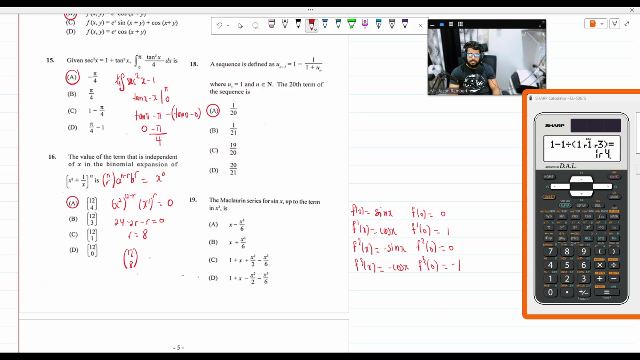We want it up to x cubed, right? So we know that how Maclaurin is f of 0 plus f dash 0 x plus f double dash 0 x squared over 2 factorial plus f triple dash 0 x cubed over 3 factorial.